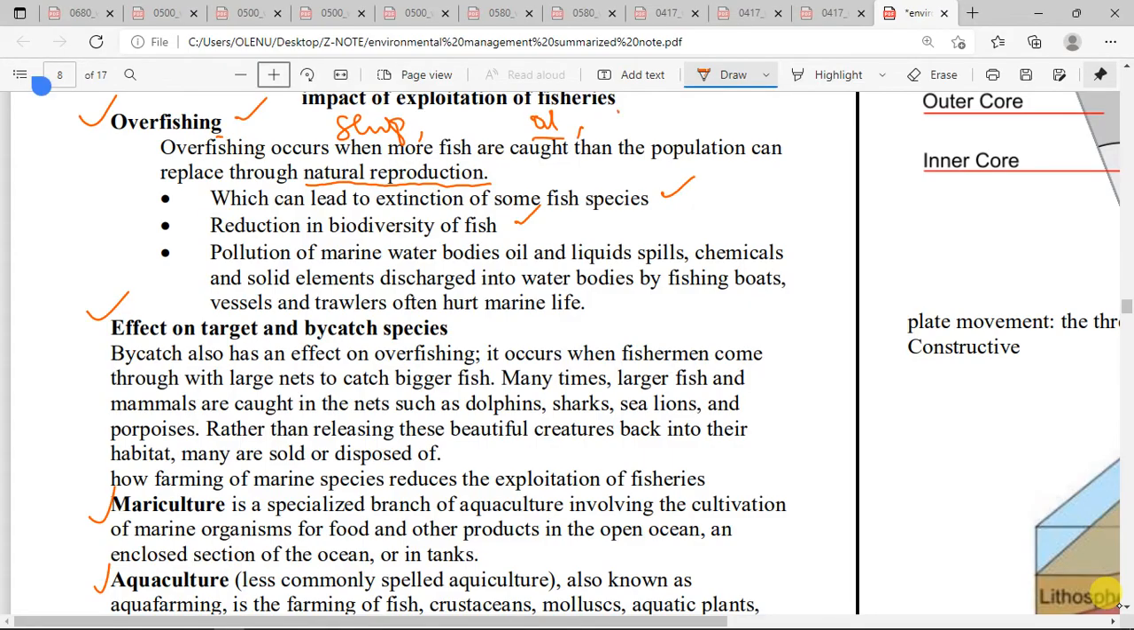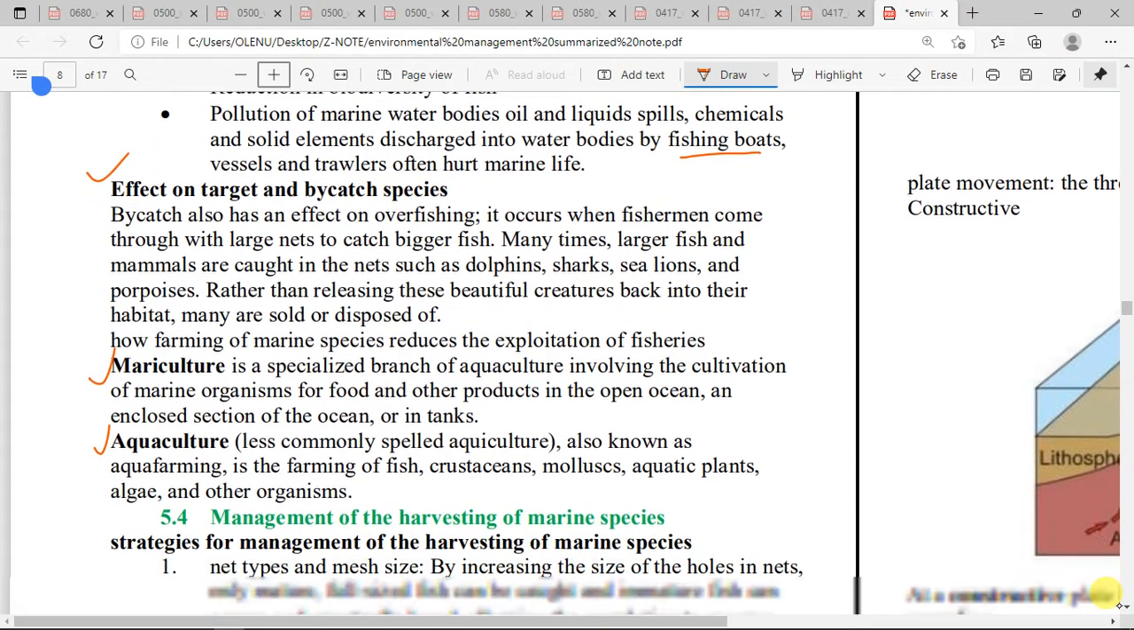You can also have sound, which causes noise pollution within the water body and eventually can affect marine organisms. So pollution of marine water bodies: oil and liquid spills, chemical and solid element discharge into water bodies by fishing boats, vessels and trawlers often hurt marine life.